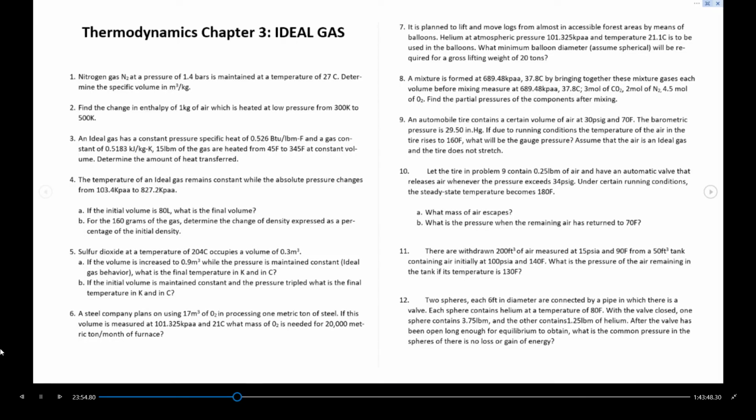The temperature of an ideal gas remains constant while the absolute pressure changes from 103.4 kilopascals absolute to 827.2 kilopascals absolute. Letter A. If the initial volume is 80 liters, what is the final volume? Letter B. For the 160 grams of the gas, determine the change of density expressed as a percentage of the initial density.